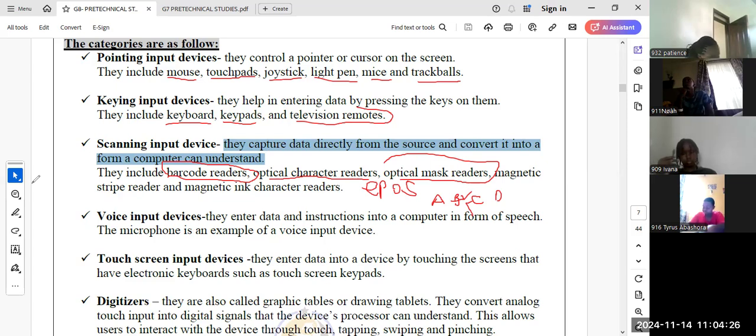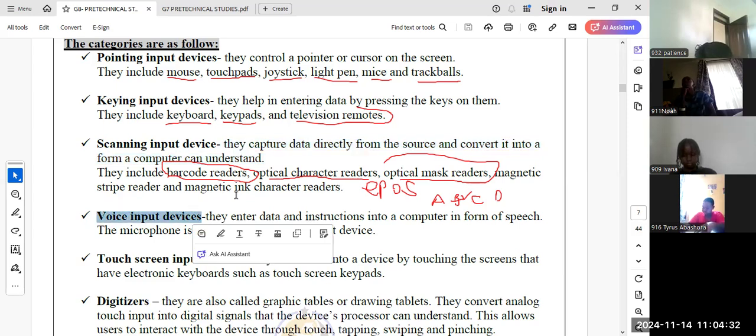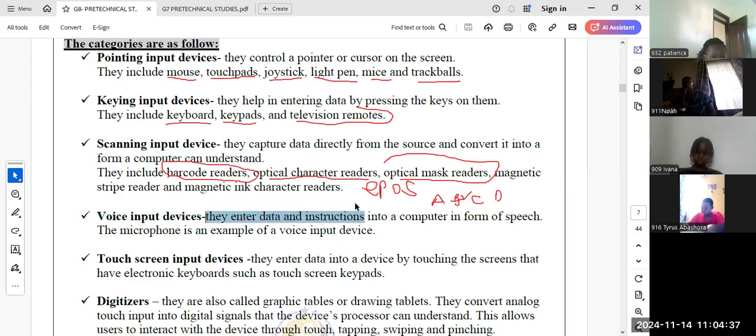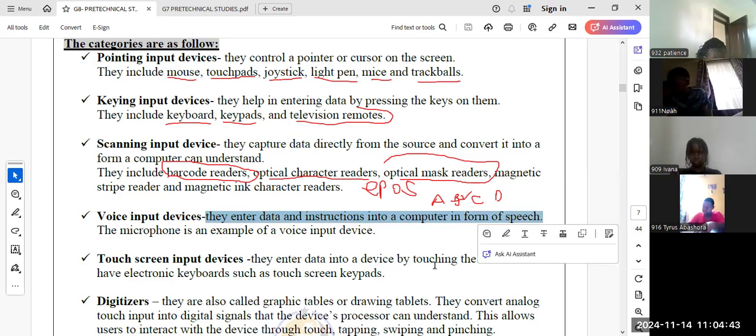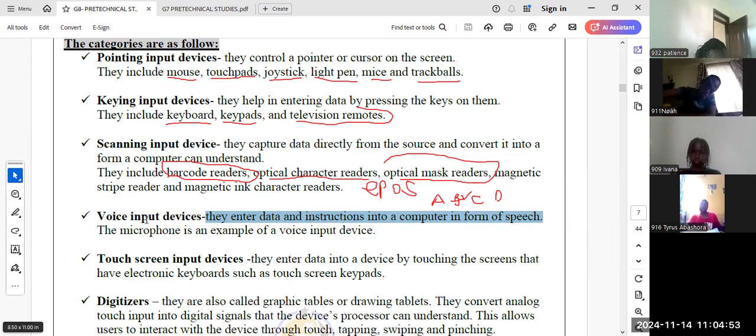Then we go ahead and look at what we call voice input devices. With voice input devices, boys and girls, they enter data and instructions into a computer in form of speech. Like right now, I am talking through my microphone connected on my headphone so that you can get me from the other side. That one is an example of a voice input.